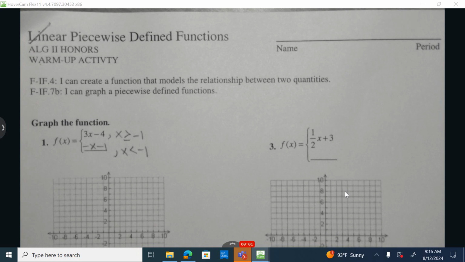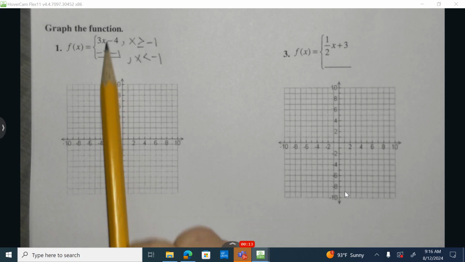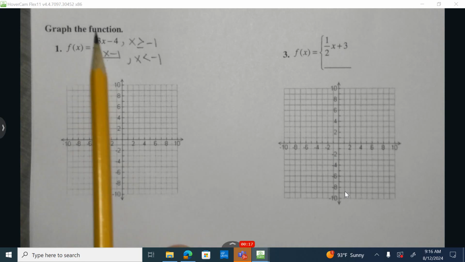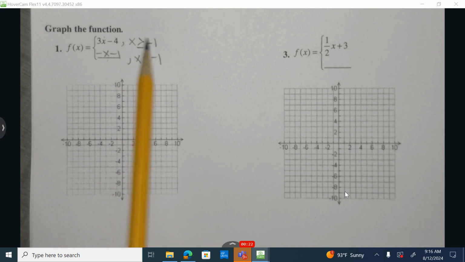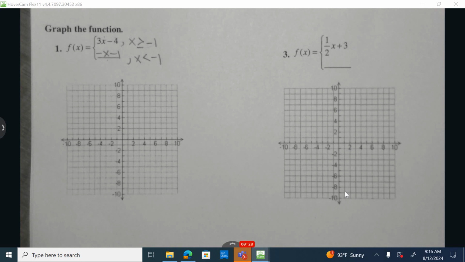Okay, we're going to warm up to linear piecewise defined functions. So a piecewise defined function today will consist of only linear pieces, which are straight lines. And we'll be working with pieces that consist of 2, 3, or 4 different pieces. Now each one of these pieces is going to have a constraint that says only graph this piece of the function underneath these constraints.